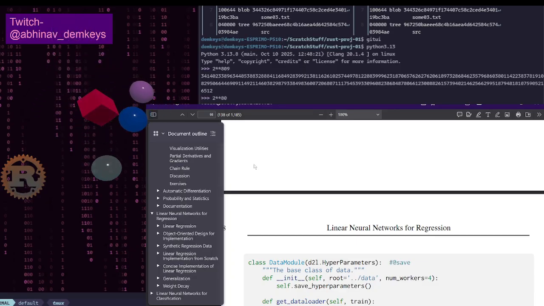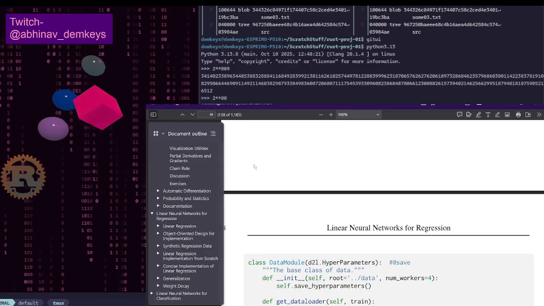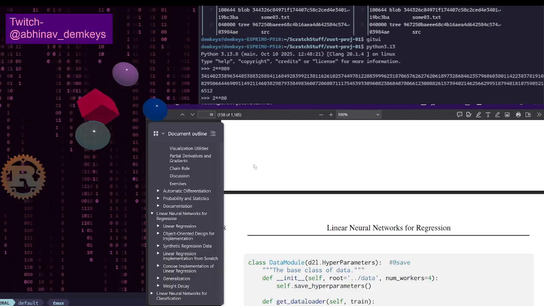Then, the concise framework implementation. Immediately after, they show you the real-world way to do it. They throw away the raw math code and show you how to build the exact same network in 5 lines of code, using standard high-level PyTorch APIs like torch.nn.Linear, torch.nn.Conv2d, etc.